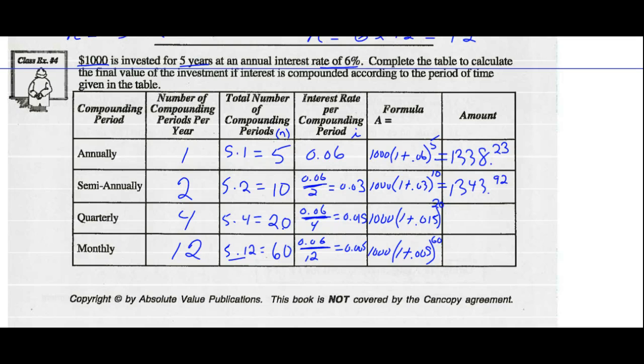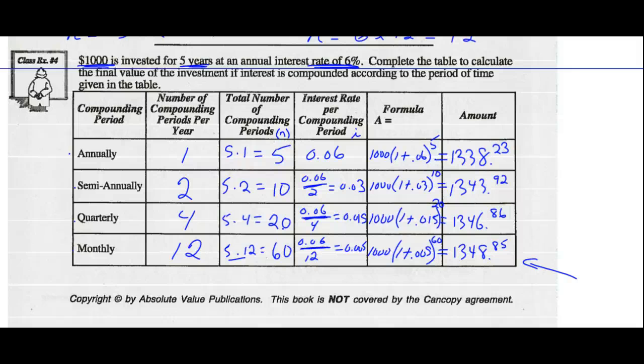Compounding it quarterly, we get another value of $1,346.86. And compounding it monthly, we come up with $1,348.85. So for the same amount of money over 5 years at the same rate of interest, just by changing it from annually to semi-annually to quarterly to monthly, how much we compound it, we end up making more money every time. All right, just by changing a simple word.